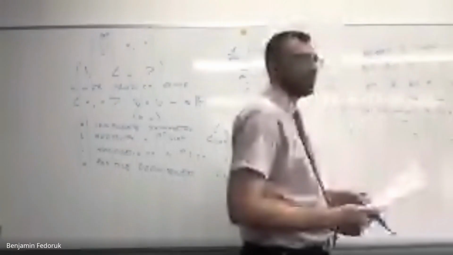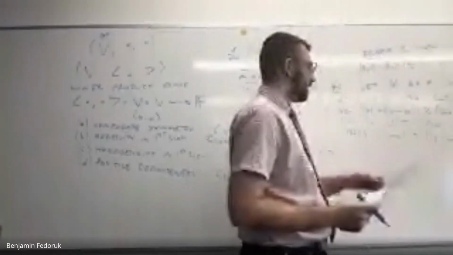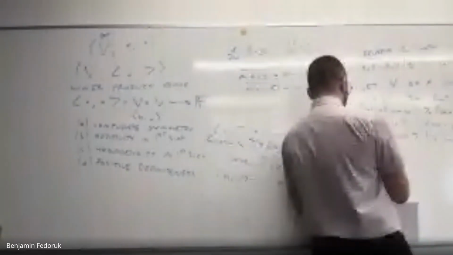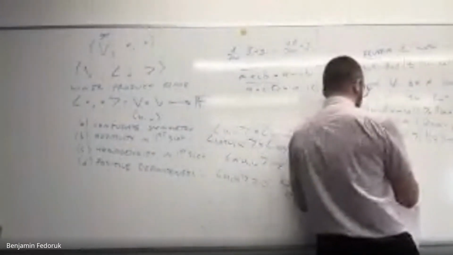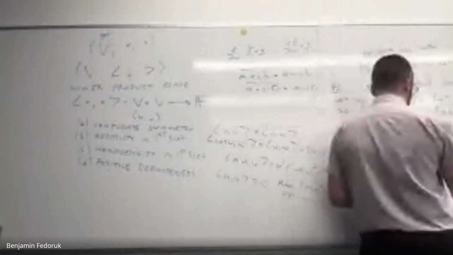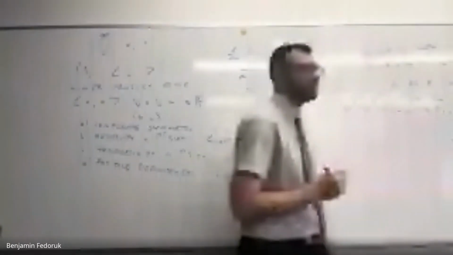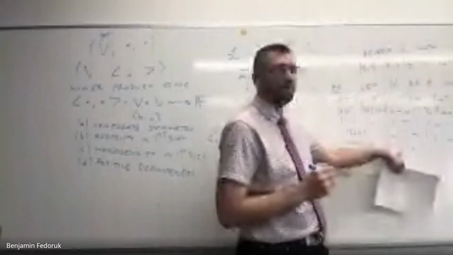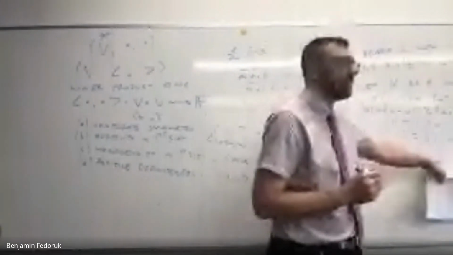Right? If I take the absolute value, well, the first thing I should note is that the norm of V minus U is the same thing as the norm of U minus V, right? Because these are both distances. This is the distance between V and U, and this is the distance between U and V. They're metrics, right?